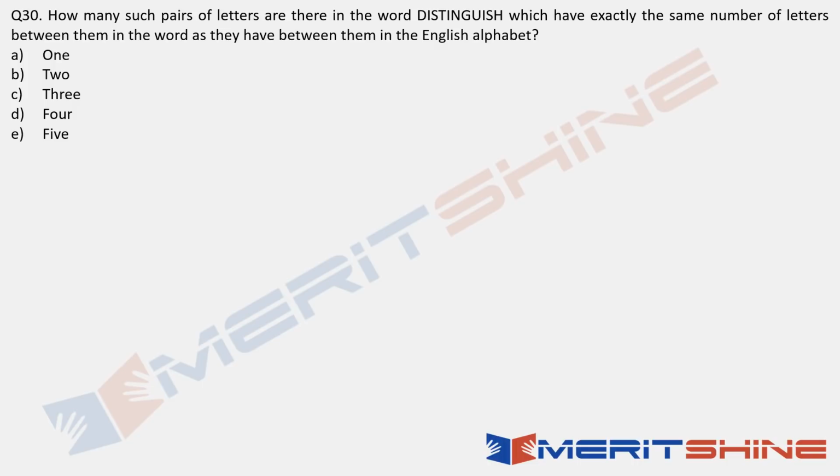Now this is one question that surprisingly many of you got correct, and this is one type that I'm not comfortable with. It wastes time. How many such pairs of letters are there in the word distinguish which have exactly the same number of letters between them in the word as they have between them in the English alphabet?